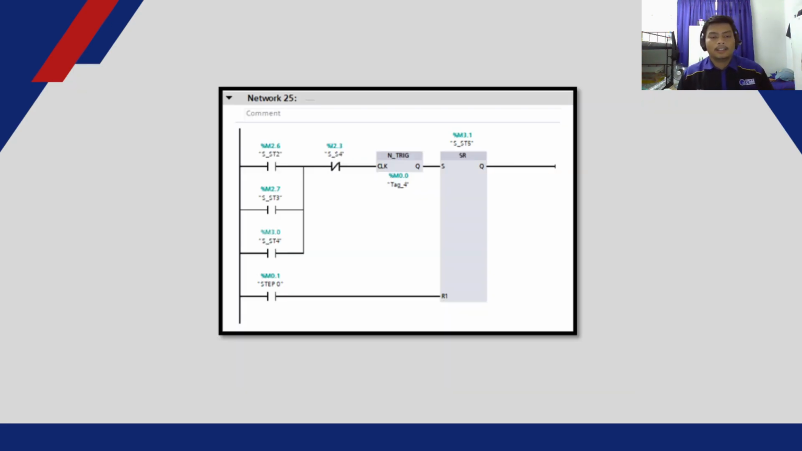And lastly is network 25 for the control unit. So this is the last in the control unit. It will have to turn on sorting step 5.